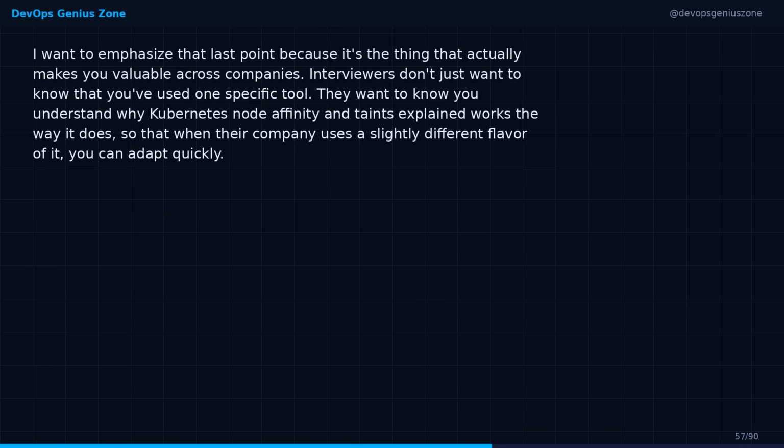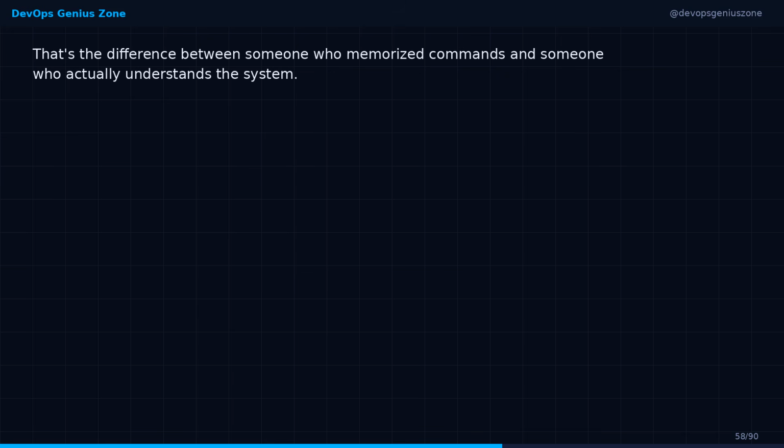I want to emphasize that last point because it's the thing that actually makes you valuable across companies. Interviewers don't just want to know that you've used one specific tool. They want to know you understand why Kubernetes node affinity and taints explained works the way it does, so that when their company uses a slightly different flavor of it, you can adapt quickly. That's the difference between someone who memorized commands and someone who actually understands the system.